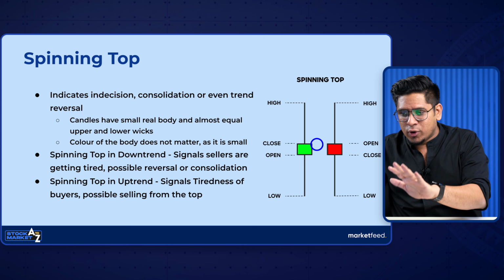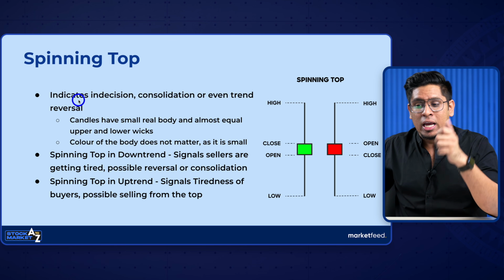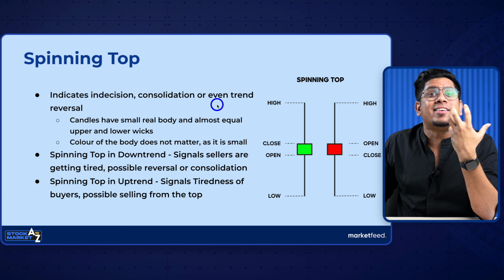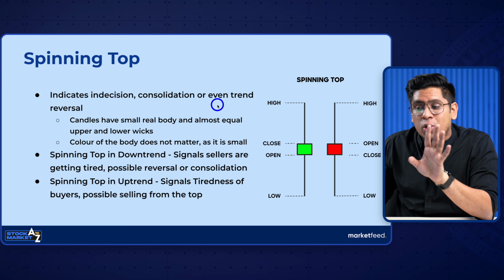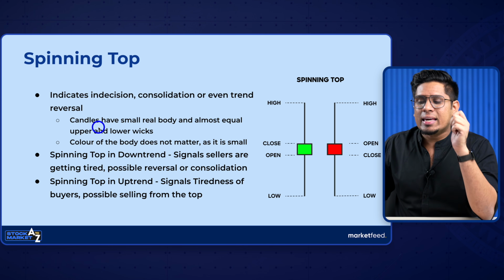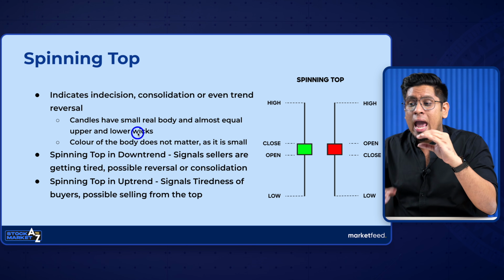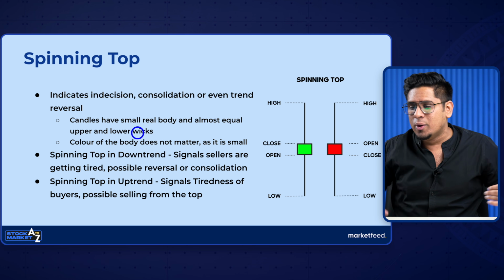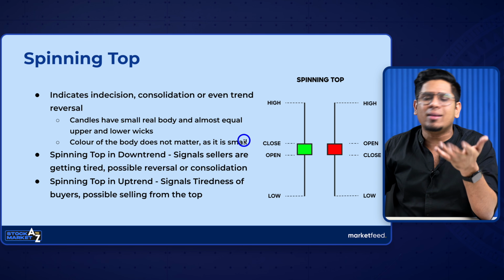Cool. So now if you read the theory also, you'll understand a bit more. A spinning top indicates indecision, consolidation, or even trend reversal. You read more, you'll understand more. So anyways, if you understand about the candle, that's what is written here. Candles have small real body and almost equal upper and lower wicks. Very large upper and lower wicks, and color of the body does not matter as it is small.